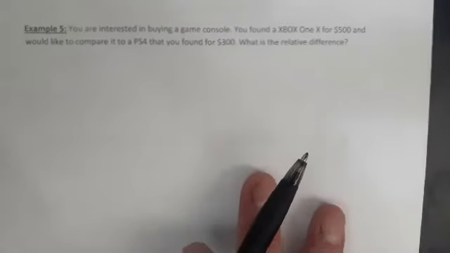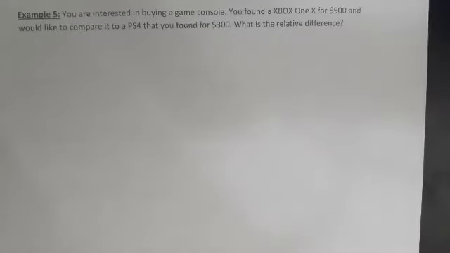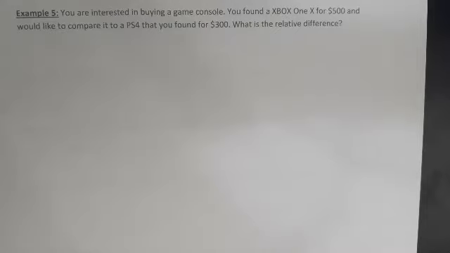So maybe an example to get at it. These examples are going to date themselves pretty quick, I think. But here we go. These were the prices at the time when I looked them up. You are interested in buying a game console. You found an Xbox One X for $500, and you found a PS4 for $300. We want to know the relative difference. The absolute difference would either be positive 200 or negative 200, depending on which one you picked for your reference value.